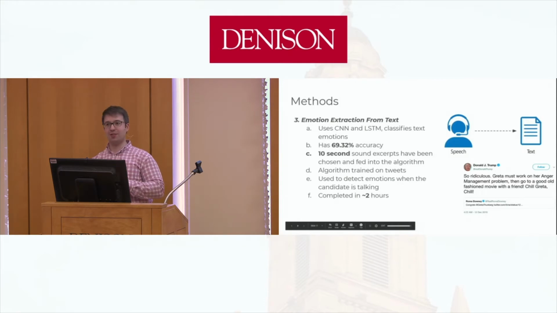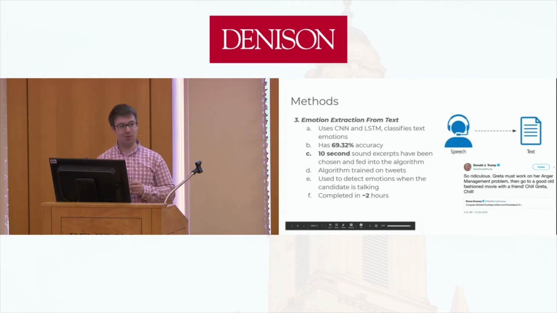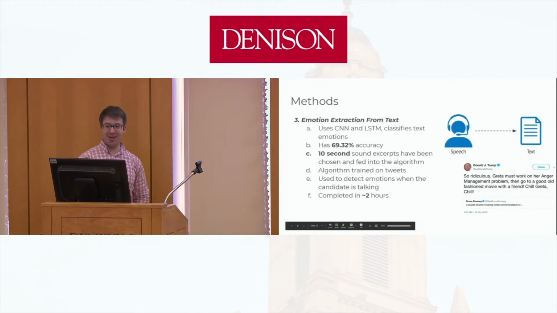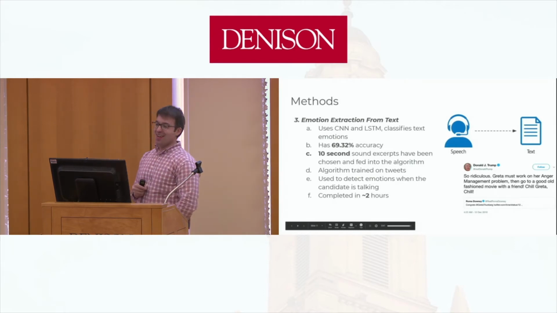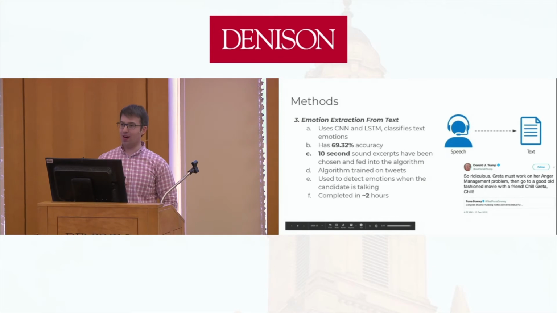So I guess the text data is the most sparse form of data when you have those 3 groups of data. The text data is the easiest one to deal with. But one problem that I have here is I trained my model on things like this, right? "So ridiculous. Greta must work on her anger management problem." Tweets, basically. And as you know, the way people write things on Twitter could be a little different than the way people talk in presidential debates.